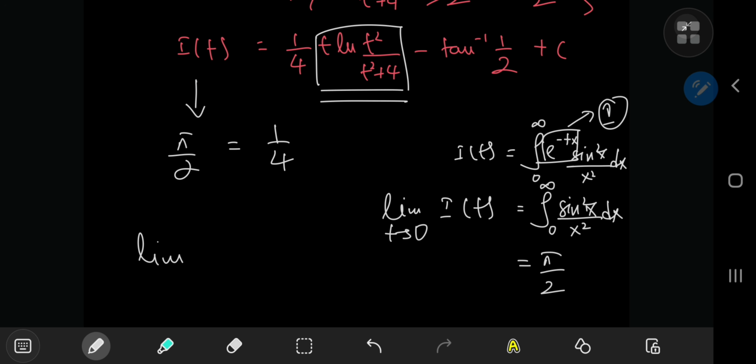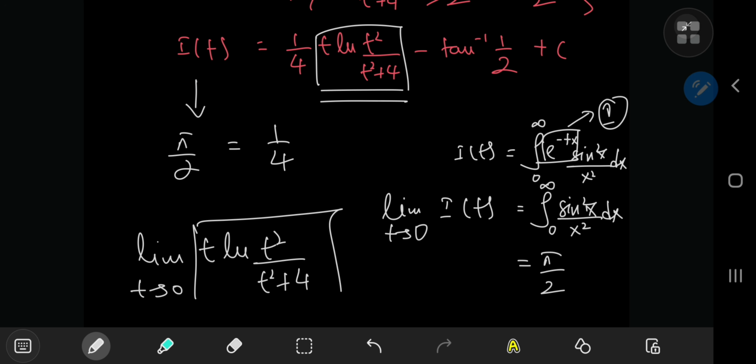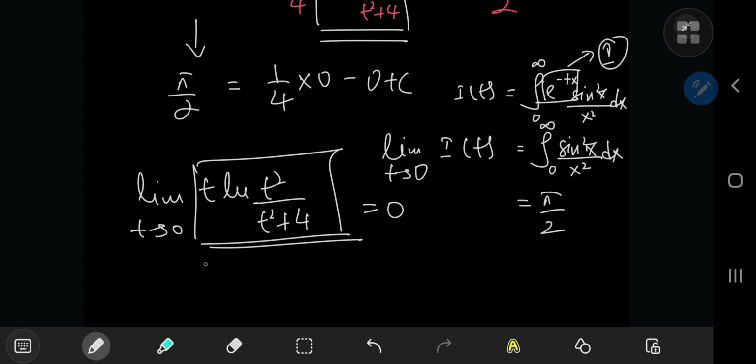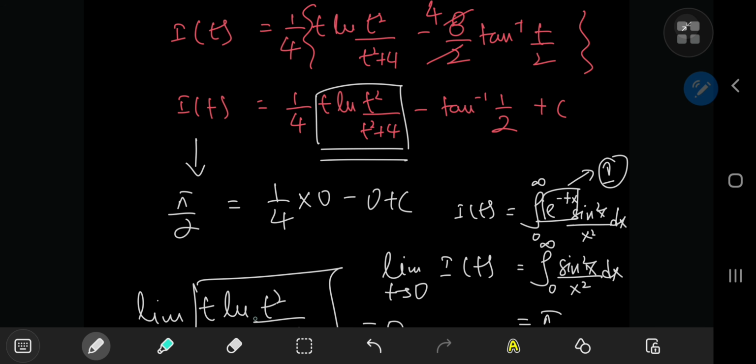So again, we have this result preserved. And now on the right-hand side, I have to deal with the limit as t approaches 0 of t times the logarithm of t squared by t squared plus 4. And you can verify using L'Hopital's rule that this limit evaluates out to 0, which is, again, quite nice. So we have 1/4 times 0 minus the inverse tangent of 0, which is again 0, plus c. So again, we have a nice result for the constant of integration. It just evaluates out to pi by 2. So replacing c with pi by 2, and again giving myself some writing space.